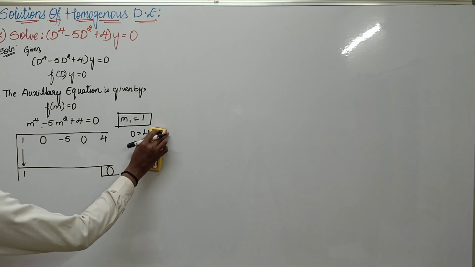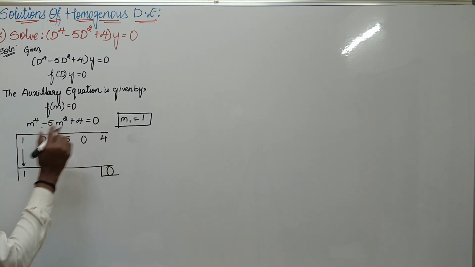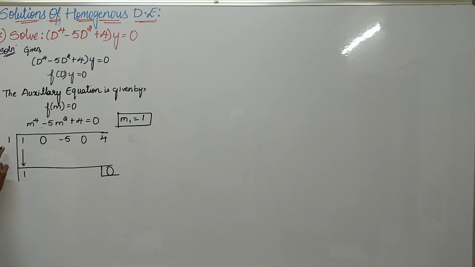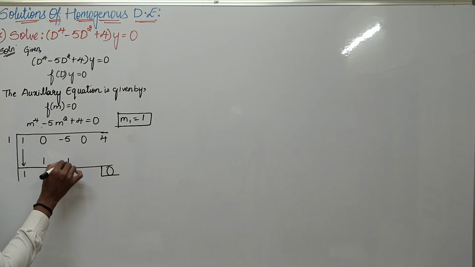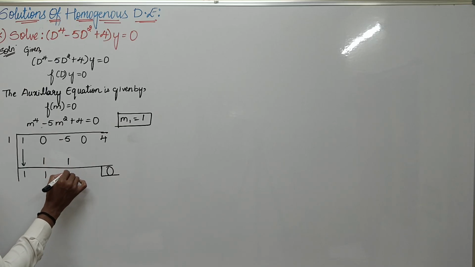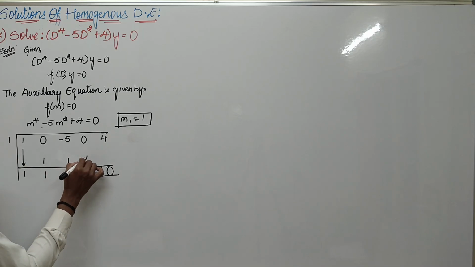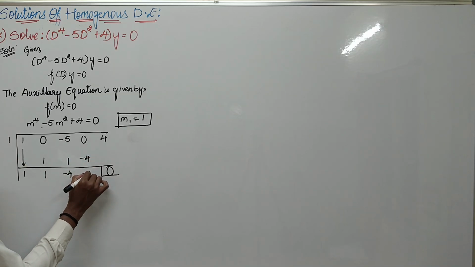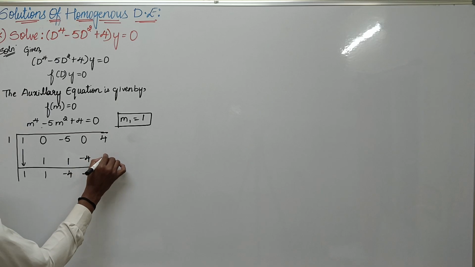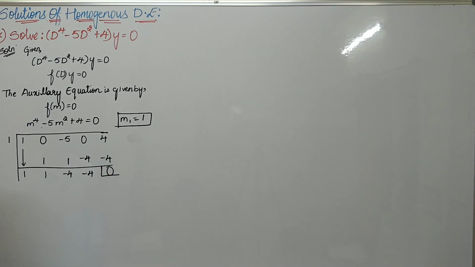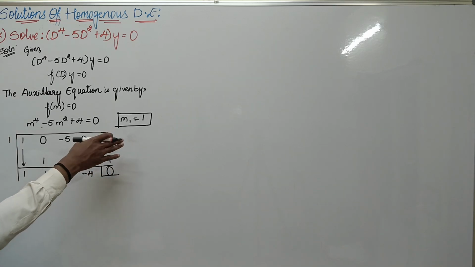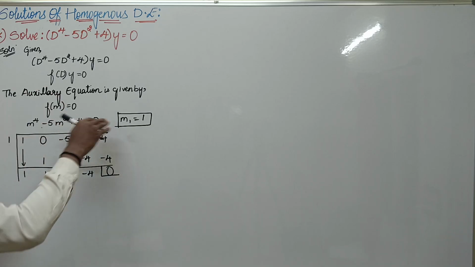Done? Yes. Now considering this, I am going to represent here 1 into 1, 1. 0 plus 1, 1. 1 into 1, 1. Minus 5 plus 1, you get minus 4. 1 into minus 4, minus 4. 0 minus 4, minus 4. 1 into minus 4, minus 4. Plus 4 minus 4, you get 0. The first root of the auxiliary equation is 1.